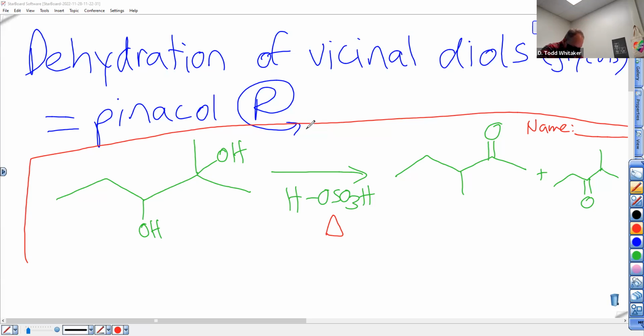Continuing our discussion of dehydration of alcohols, we're going to do the dehydration of vicinal diols. Vicinal diols are also known as glycols. Vicinal being adjacent carbon. And I forgot to show the water, didn't I?